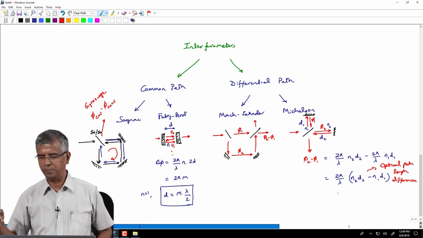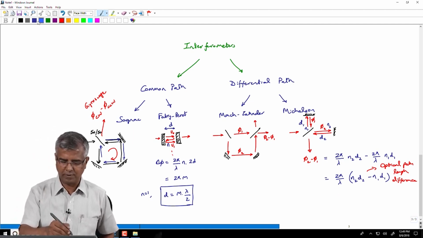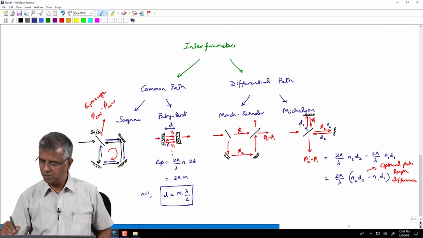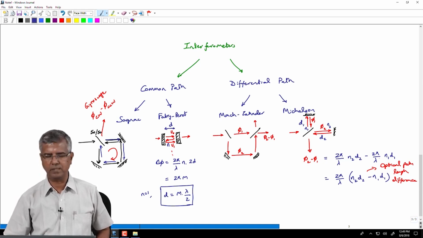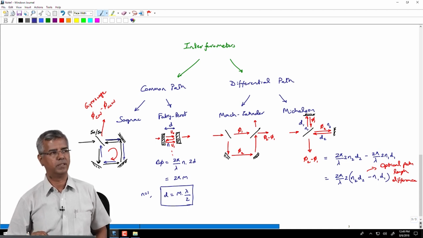The physical path length difference is just d2 minus d1, right, but the optical path length difference is refractive index multiplied by the distance, and of course I am missing a factor of 2 over here because d1 is actually the single pass, it goes and comes back. So, there should be a factor of 2 in all of this. So, that factor gets carried over here, right.